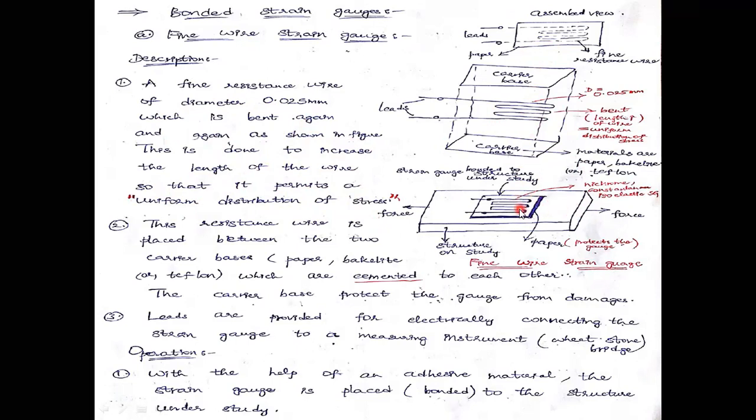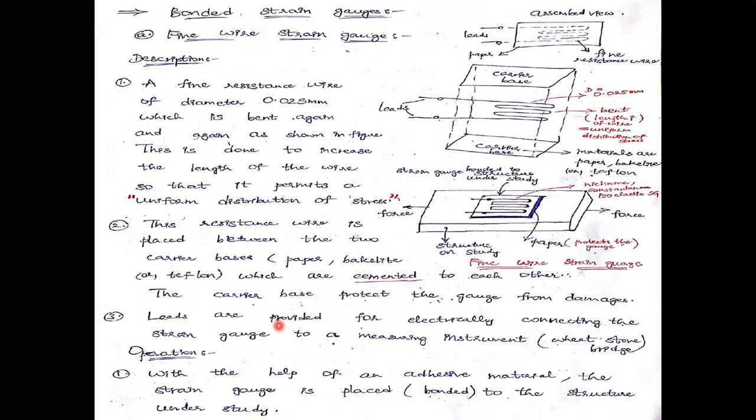This resistance wire is placed between the two carrier bases, that is paper, bakelite or Teflon, which are cemented to each other. Paper తో చేయొచ్చు, bakelite తో చేయొచ్చు, or Teflon తో చేయొచ్చు, which is cemented to each other. The carrier base protects the gauge from the damage. ఈ carrier base అనేది గేజ్‌ని ప్రొటెక్ట్ చేస్తుంది, డ్యామేజ్ అవ్వకుండా, వేరింగ్ అండ్ టేరింగ్ లాంటివి జరగకుండా.